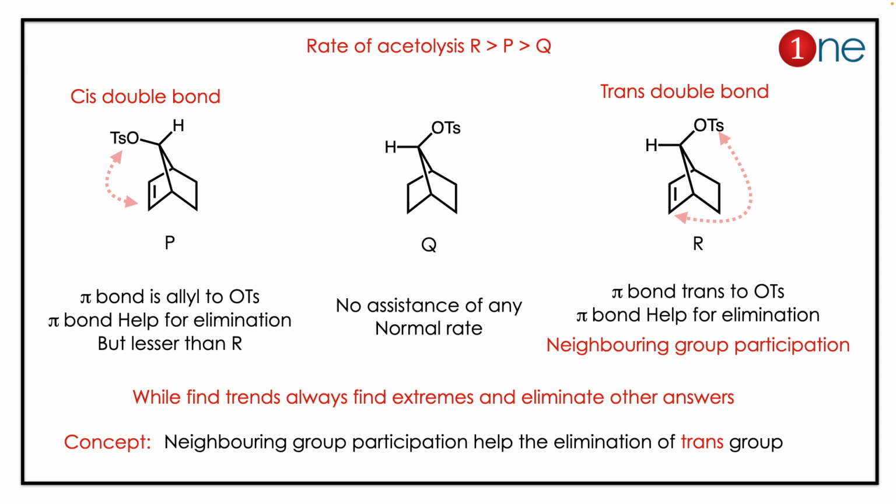So neighboring group participation helps, so OTs leaves, and you have a higher rate. Q doesn't have any such assistance, so Q's rate will be normal. So the answer will be R, P and Q. Here the concept you have to learn is that for effective neighboring group participation, the assisting group should be in the trans position.